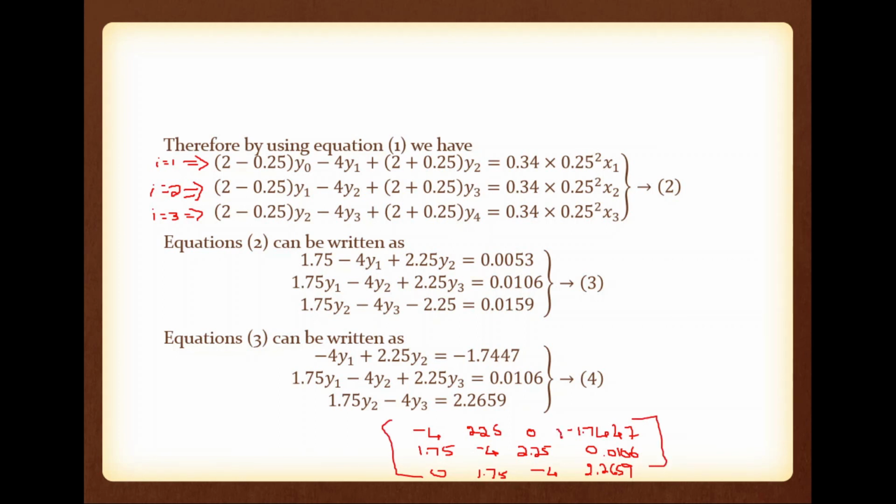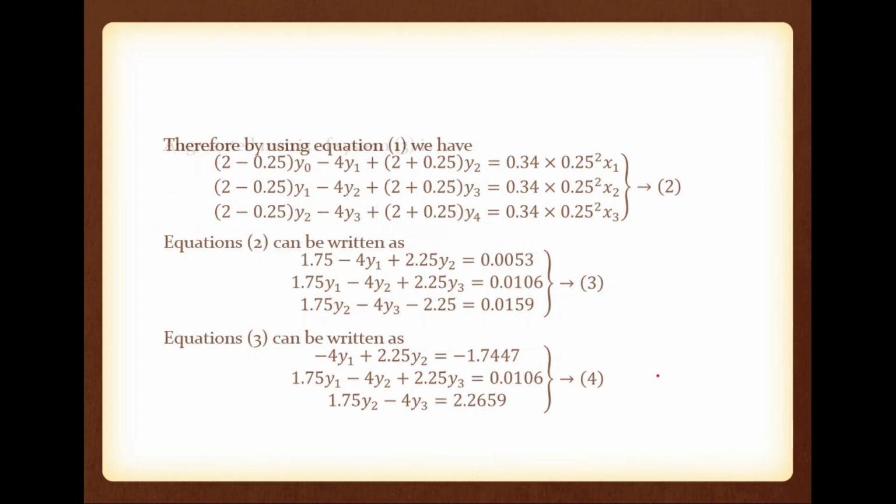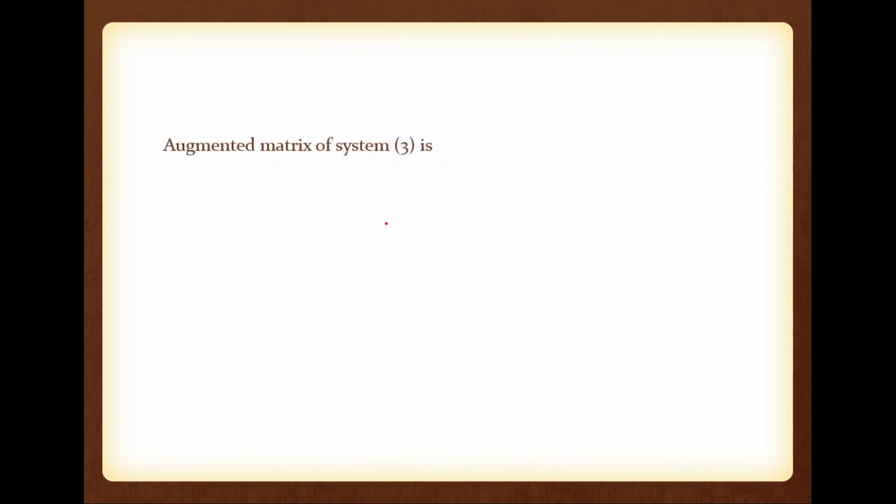If you want, we can put a dotted line. So the augmented matrix of the system is minus 4, 2.25, 0, minus 1.7447, 1.75, minus 4, 2.25, 0.0106, then 0, 1.75, minus 4, 2.265. Now I told you I am using Gaussian elimination method. I am not going to show the steps of that Gaussian elimination method. I am going to show the final augmented matrix after Gaussian elimination.